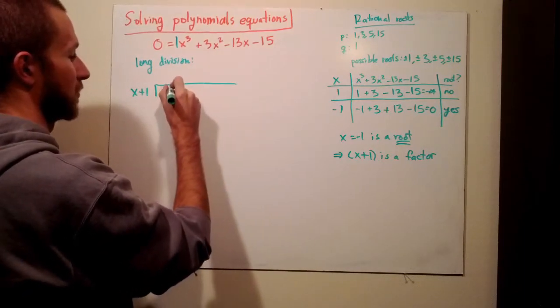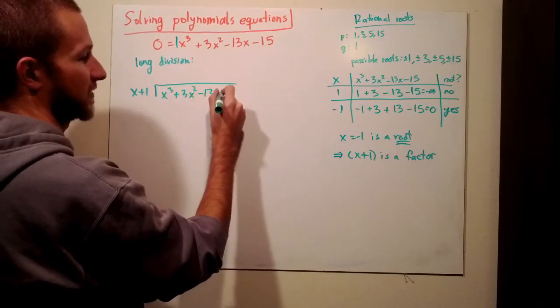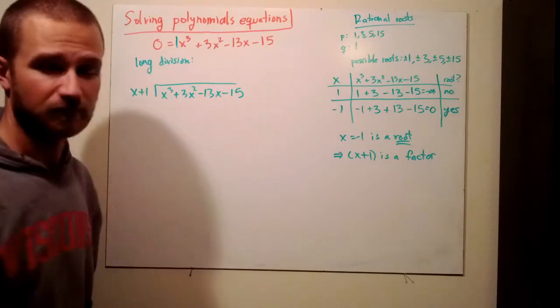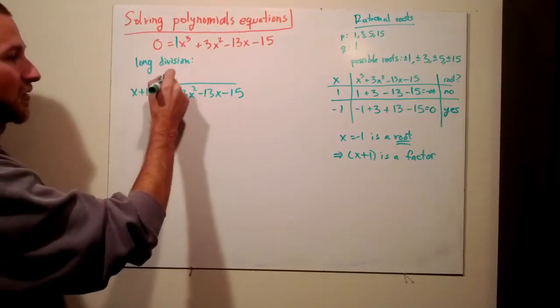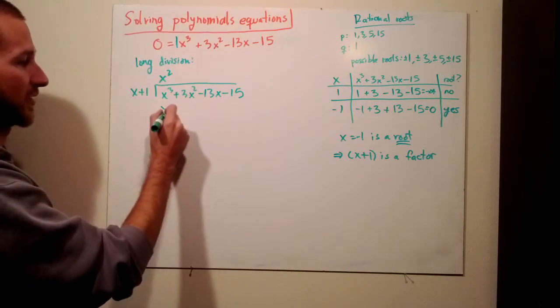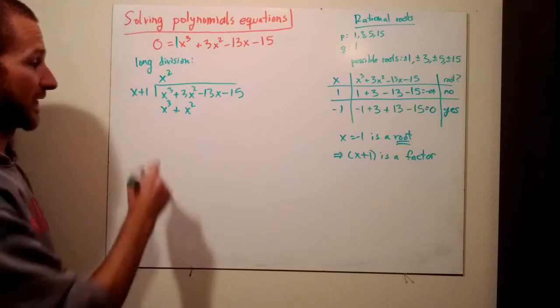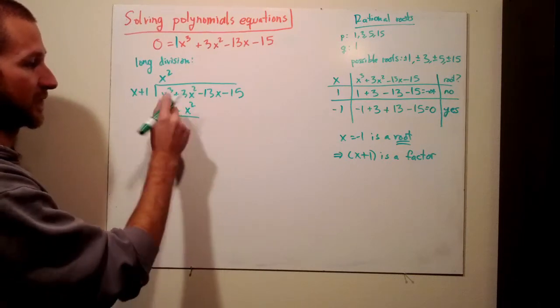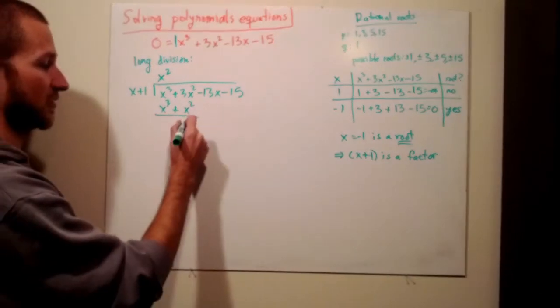x cubed plus 3x squared minus 13x minus 15. Do long division. I need an x squared. I get x cubed plus x squared. Subtract these now. Those cancel out. 3x squared minus x squared gives me 2x squared.